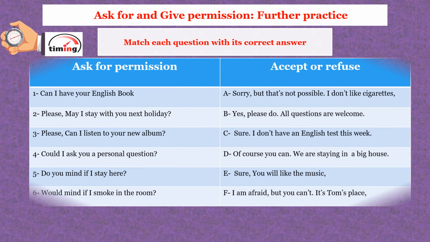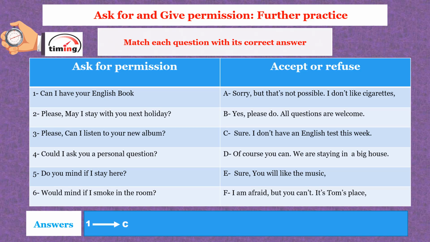Good. Next, please, let's have a look at an exercise that can help you have more examples about asking for permission. Now, as you can see, we have a chart with questions and answers. So what you do, please, read and match numbers with correct letters. Look at number 1. Can I have your English book? When you look at the answers, check and see which one matches. So, of course, number 1 matches letter C.